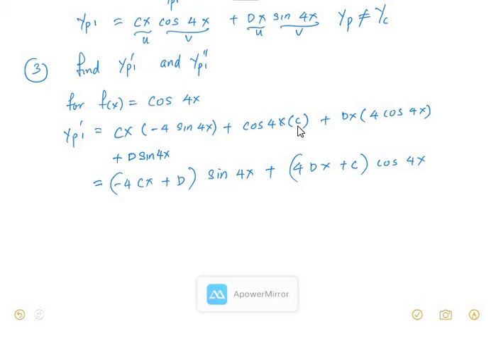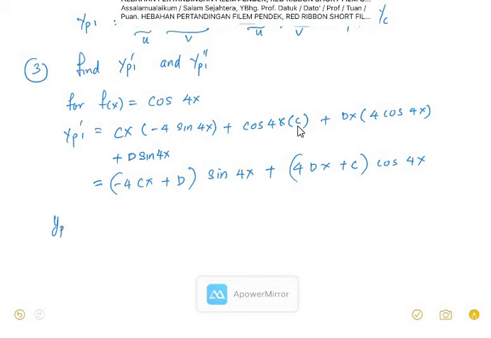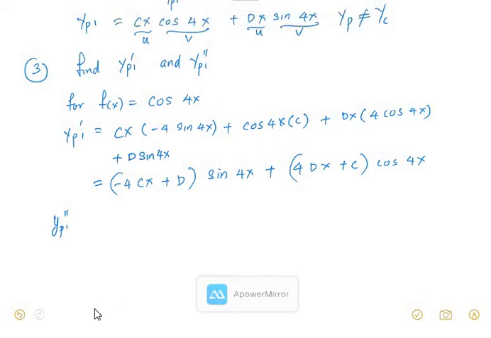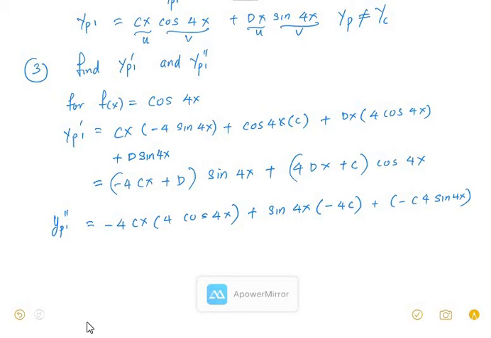Okay, from the YP1 prime, you get the YP1 double prime. So from here you get negative 4Cx, again it is UV prime plus VU prime. And then the second one is also the same.